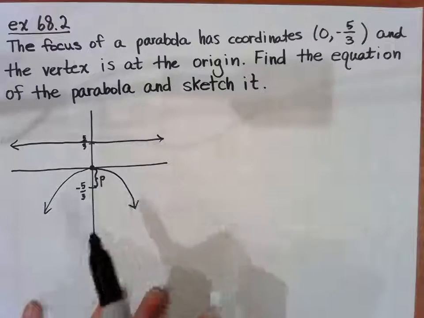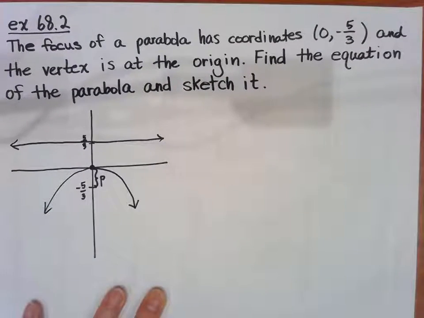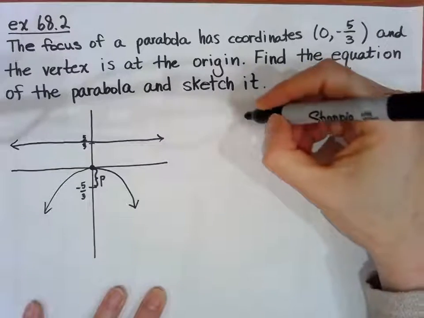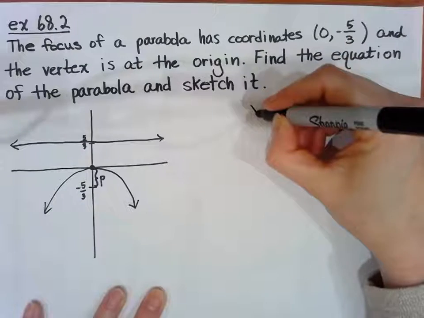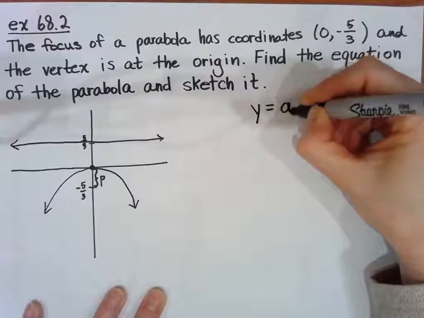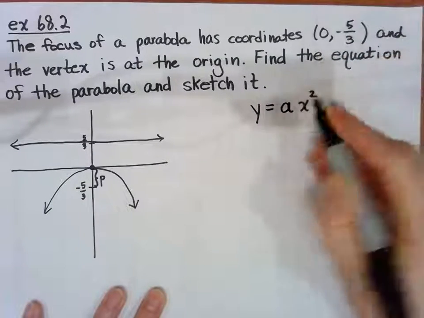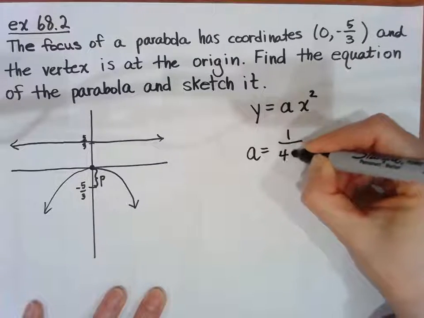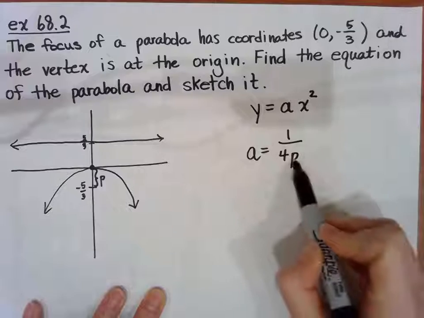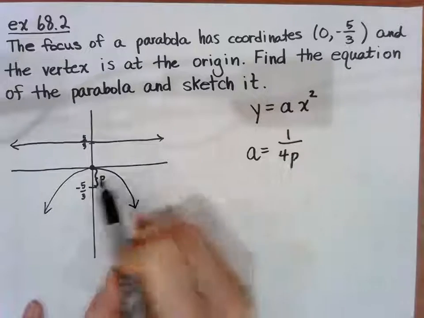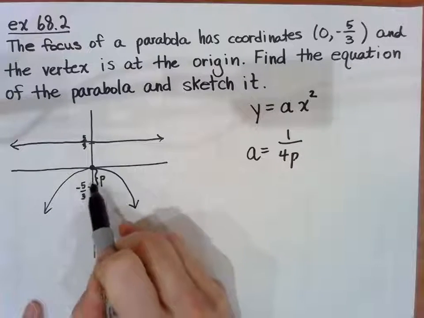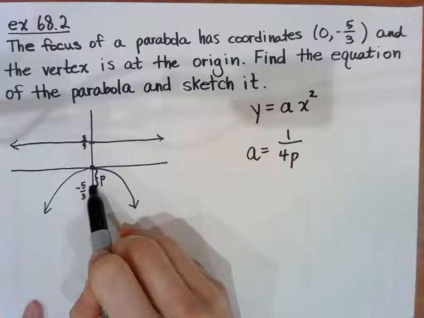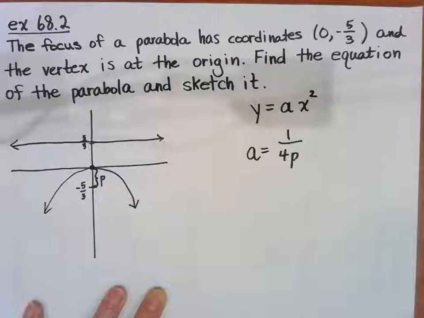Okay, so how can I figure out what the equation is? Well, we know that this is going to be y equals some number times x squared. Well, that a, we know, has to be 1/4p. Well, we know what p is. P is the distance from the focus to the vertex.